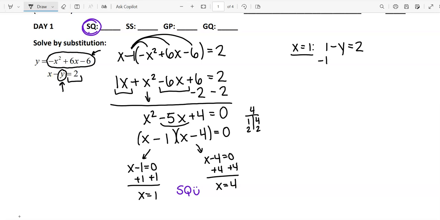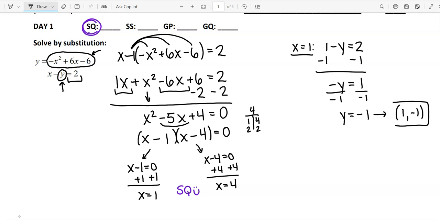To solve for y, I'll subtract the 1 over. I have negative y is equal to 1. Divide by negative 1. And I've got y is negative 1. So putting that together, my first point is going to be 1 comma negative 1. And then x equals 4. You have to plug these in separately because they might give you different y values.